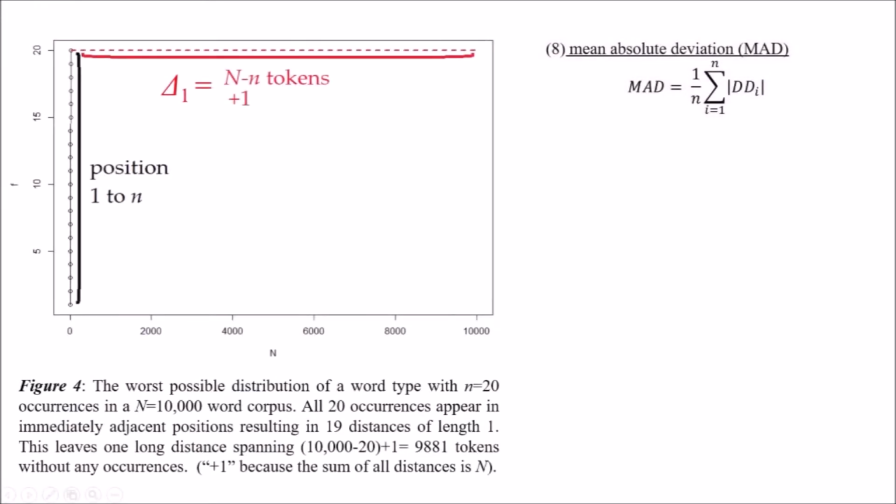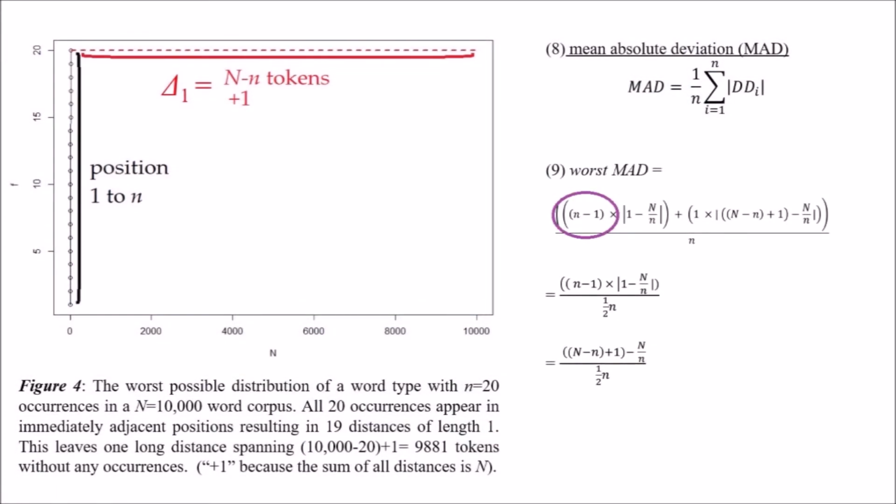The measure should be normalized. This step requires the calculation of the worst possible MAD given a particular word frequency and corpus size. The least regular distribution of a word is obtained by arranging all occurrences into a single sequence of immediately adjacent hits. A worst-case distribution of this kind is illustrated here for 20 occurrences in a 10,000-word corpus. All 20 occurrences appear in a row, and that leaves one single really long distance for the rest.